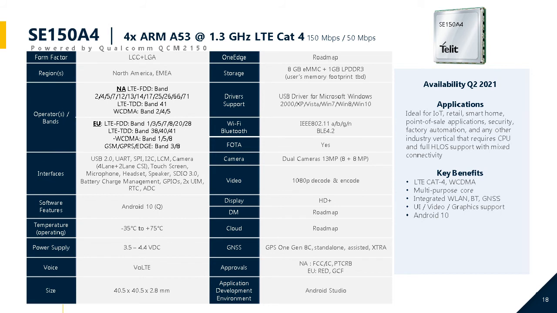So SC15084 is the name of the new module series. This module has a form factor of just 40.5 by 40.5 millimeters, and it's an LCC LGA that allows easy integration in compact devices. The LTE Cat 4 can offer a maximum data rate of up to 150 megabits per second downlink and 50 megabits per second uplink.